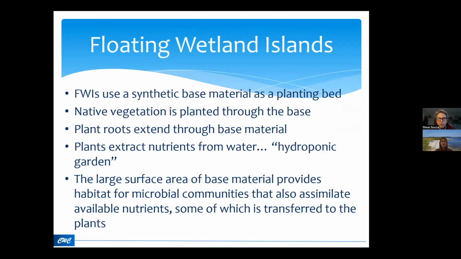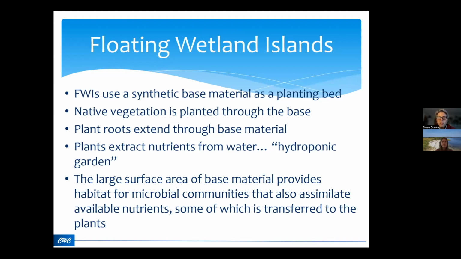So let's look a little bit closer at floating wetland islands, and basically all of these different types of floating wetland islands that you can obtain through different vendors use some type of synthetic base. Some of those bases are made from recycled plastic bottles, for instance. But the base essentially has some type of flotation device associated with it. So it sits on the top of the water, and then it's planted with vegetation.